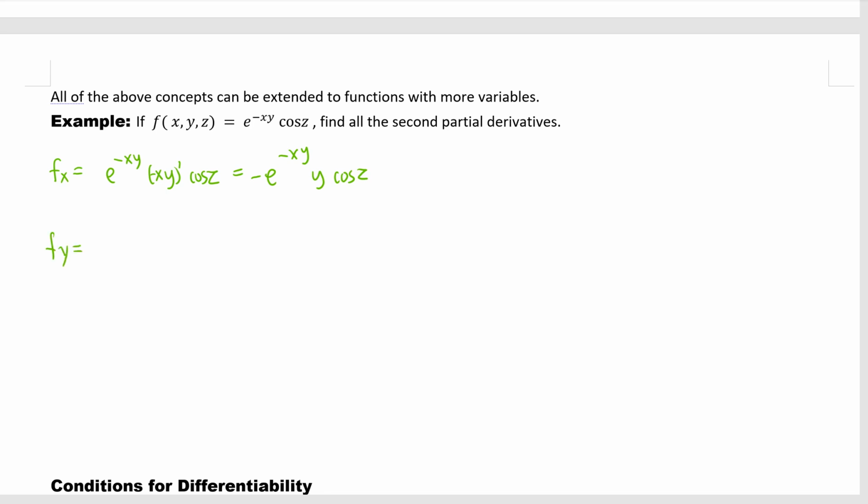And then fy is, okay, so still chain rule, e to the minus xy times (minus xy)' times cosine z. But we take the derivative with respect to y, and (minus xy)' is minus x. This is minus e to the minus xy x cosine z. And fz: well, the e to the minus xy is just a constant. The derivative of cosine is minus sine z. So far so good?